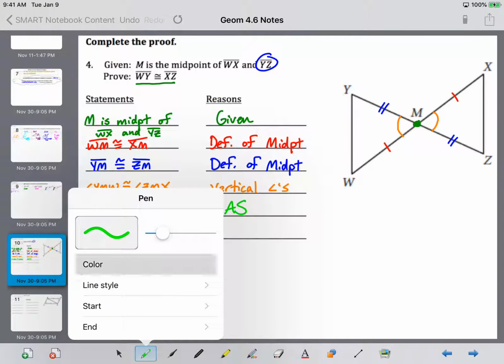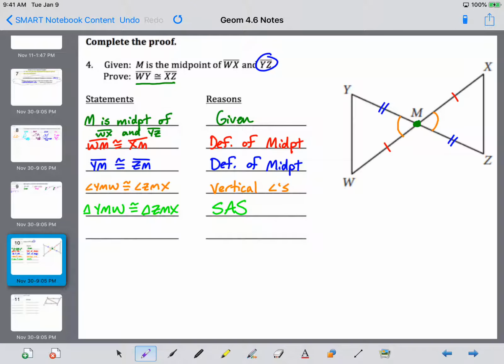And last but not least, now that we know these triangles are congruent, we can prove that WY, this segment on the left here, has to be congruent to segment XZ, this segment on the right side here, because corresponding parts of congruent triangles are congruent. CPCTC. If those triangles are congruent, all the corresponding pieces have to be the same. So YW matches with XZ, therefore they're congruent.